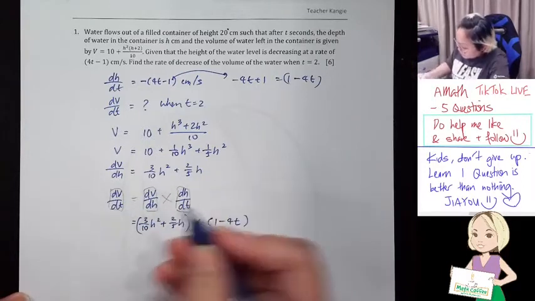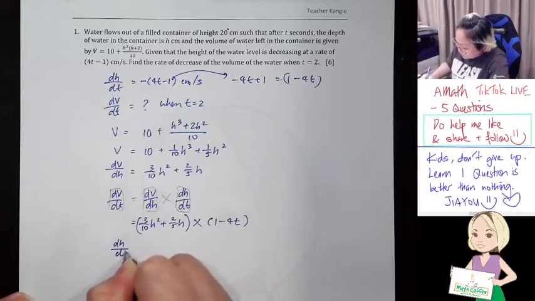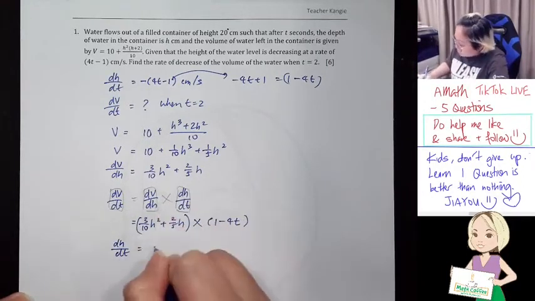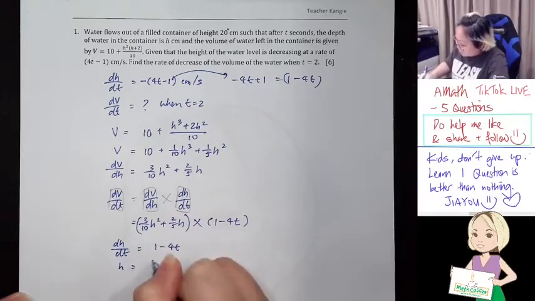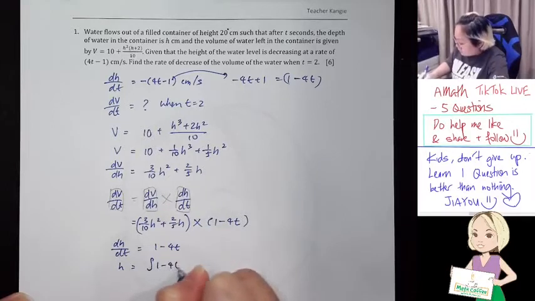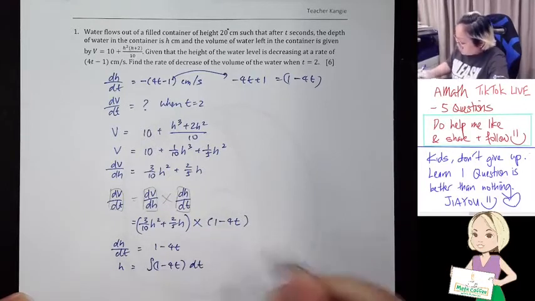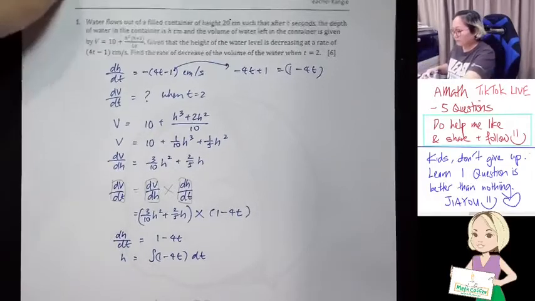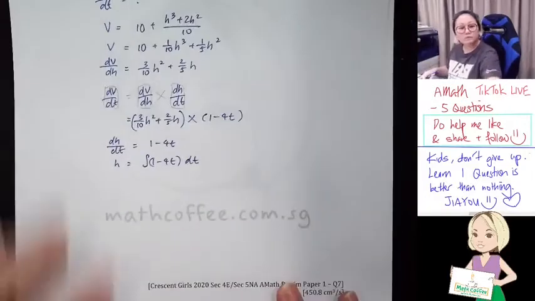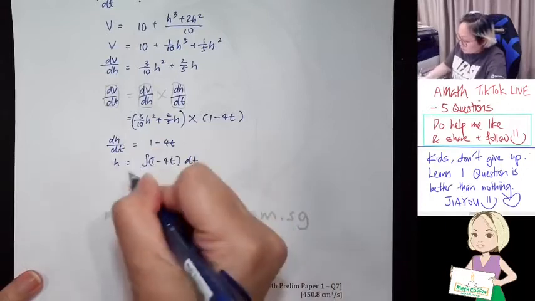So let's see. My dh/dt given to me was 1 minus 4t. Now to find h, you have to integrate 1 minus 4t with respect to t. And then after that, let's proceed to integrate.